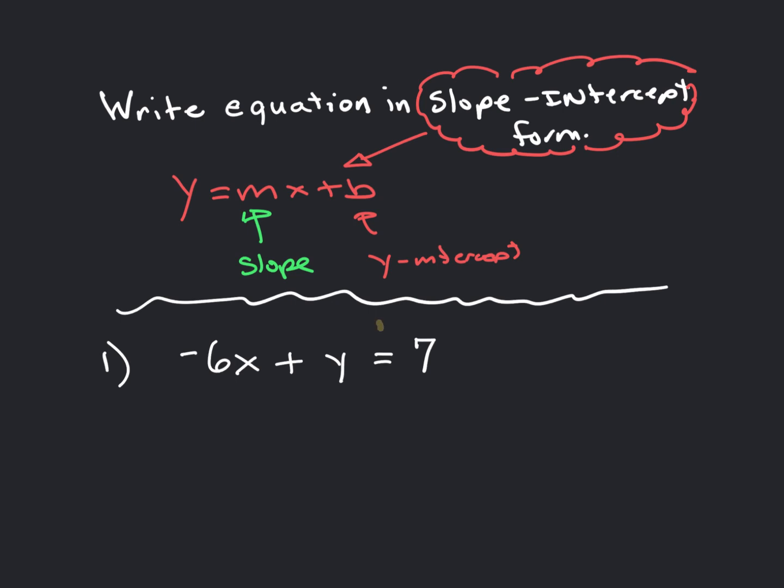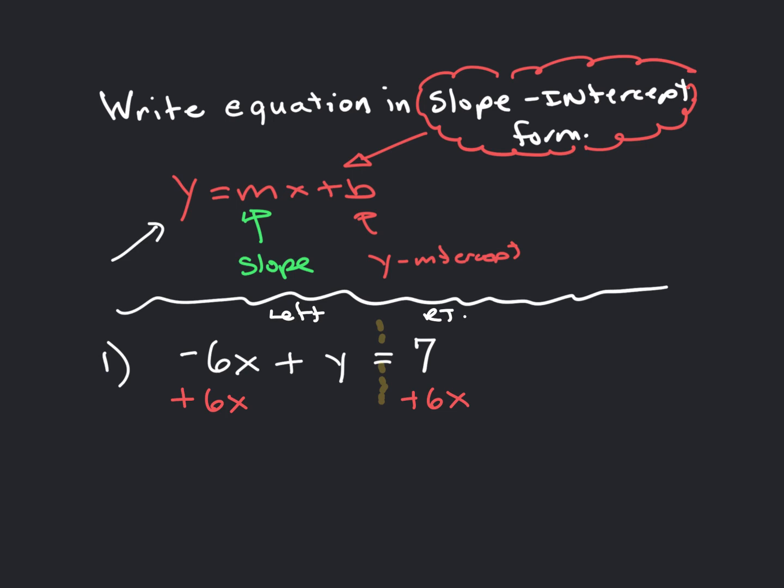Sometimes kids like to write a little line so they can see the left-hand side from the right-hand side. Notice that we have x's and y's on the left-hand side. And we want to get the y by itself, because we want slope-intercept form, which means we want y to be by itself. So we have to remove the negative 6x by adding a positive 6x, and whatever you do to one side, you must do to the other.